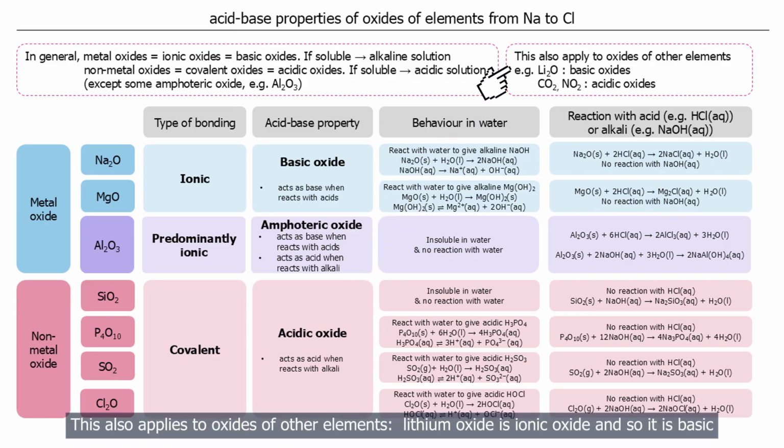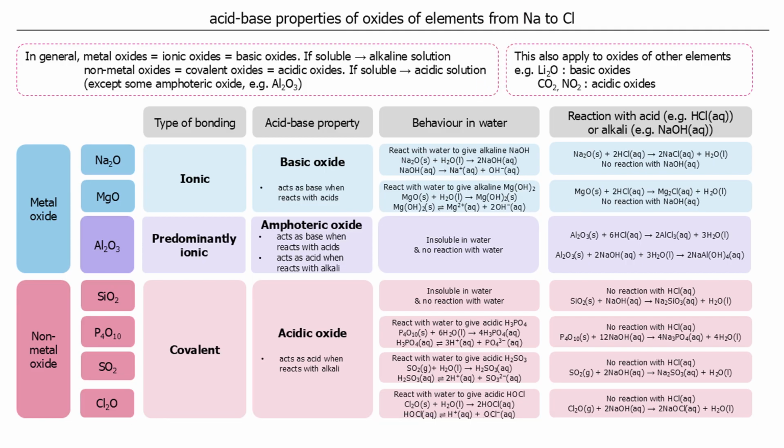This also applies to oxides of other elements. Lithium oxide is an ionic oxide, and so it is basic. Carbon dioxide and nitrogen dioxide are covalent oxides, and they are acidic oxides. You can pause to read this table.